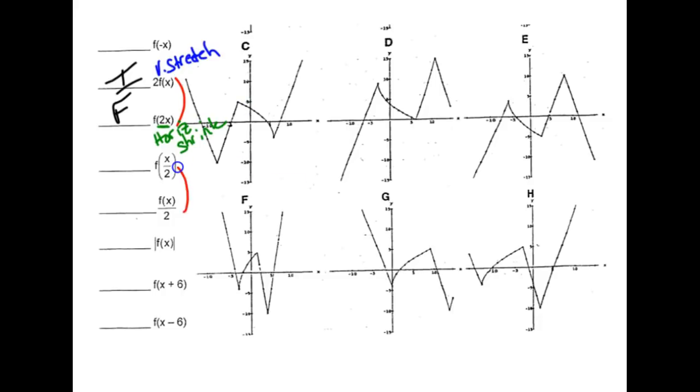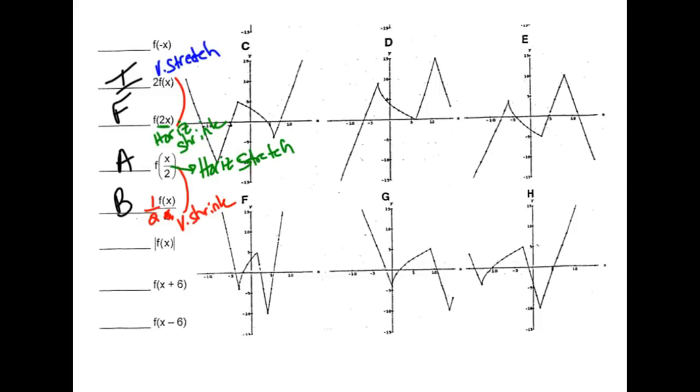Now these two kind of go together. And a divide by 2 is the same thing as multiplying a 1/2 in front of your function. So this one here is a vertical shrink. But a 1/2 inside the function is actually going to be a horizontal stretch. Remember, horizontal things are opposite when they're inside the function. So according to my answer key, this matches up with A and this matches up with B.